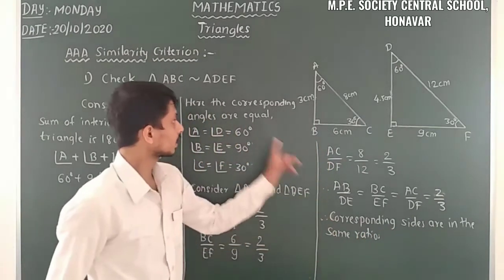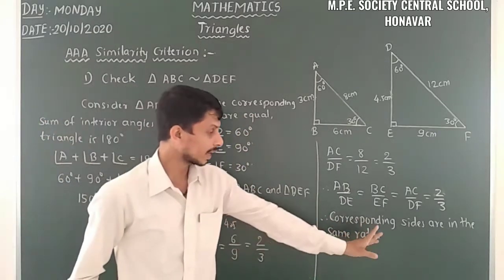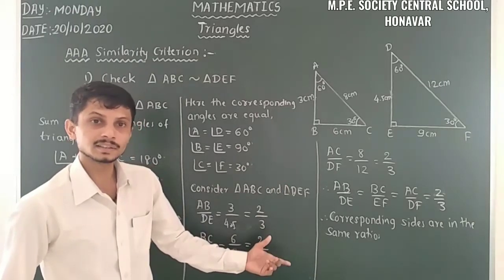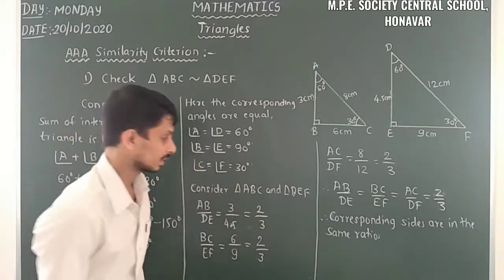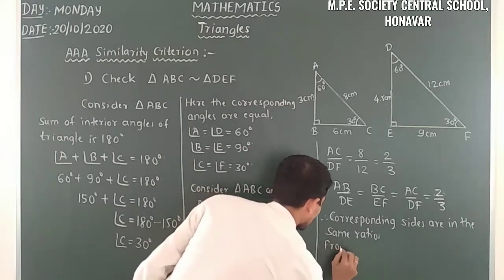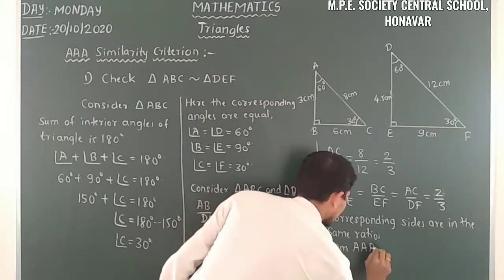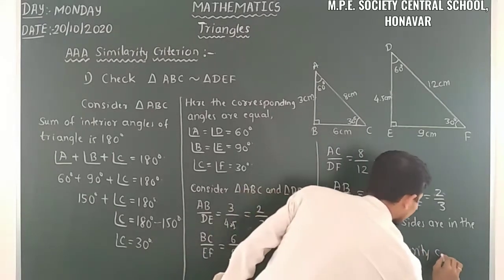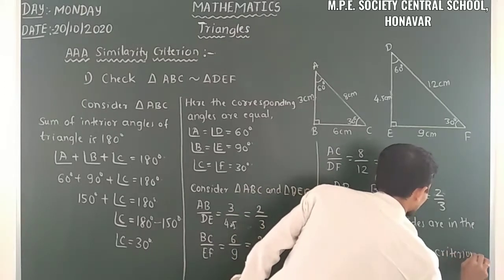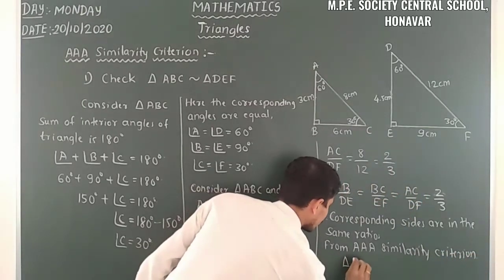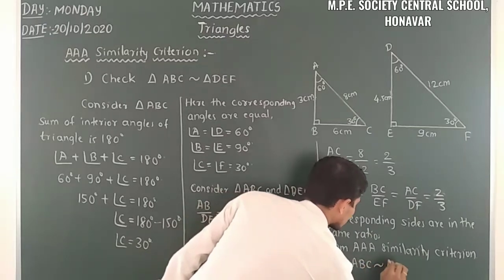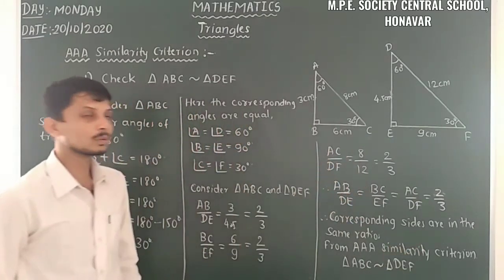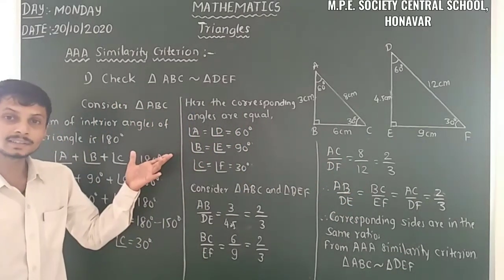So we have the corresponding angles are same and corresponding sides are in the same ratio. According to the AAA similarity criterion, we can take those two triangles are similar. That is from AAA similarity criterion, we can take triangle ABC is similar to triangle DEF. Yes. So we proved with the help of AAA similarity criterion.